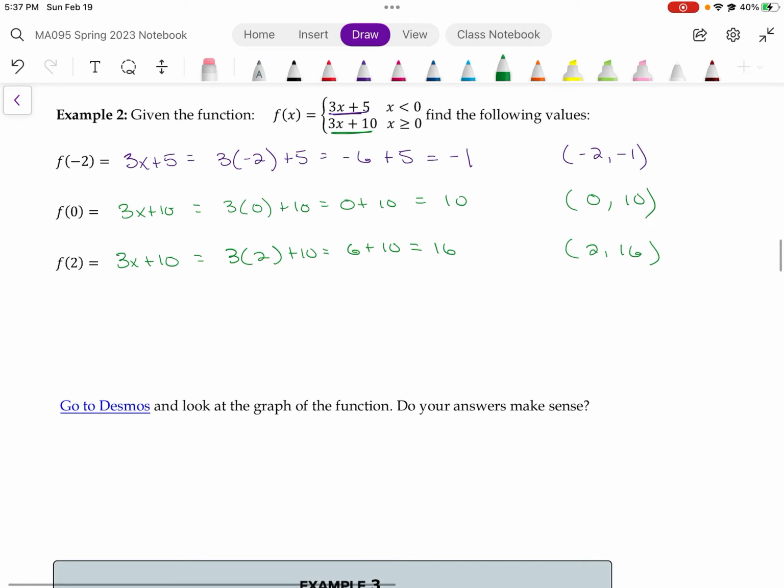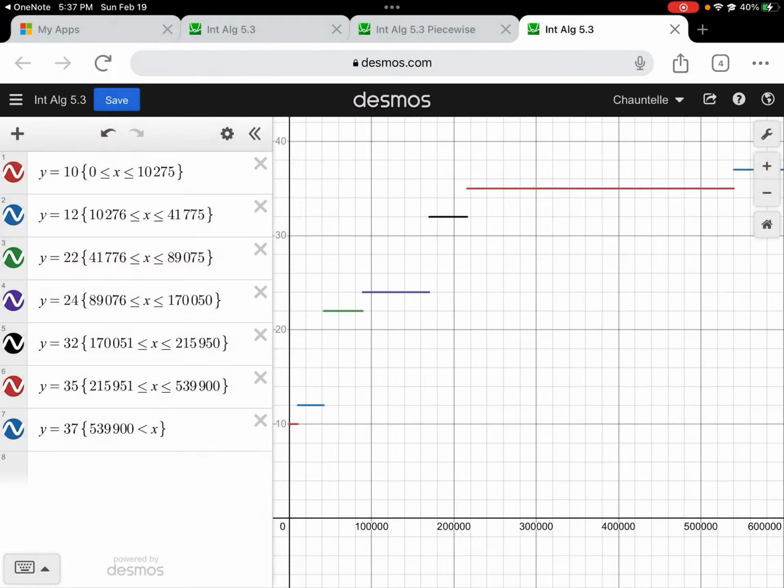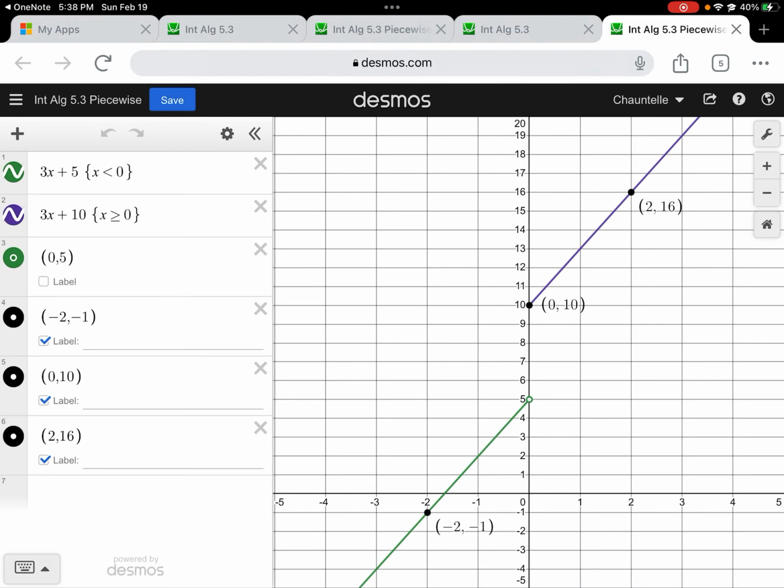Now you can go to Desmos and check that on the graph of the function, and make sure your answers make sense. Okay, so I will go there so you can see it. I'm going to open that. Now you have to be in text mode to be able to do that. When you're in drawing mode, you can't get those hyperlinks to work.